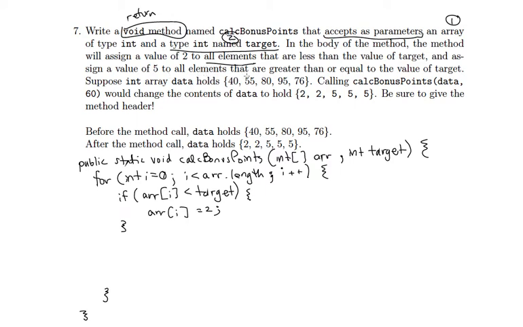And assigns a value of 5 if it's greater than or equal to. Okay, so I could put else if array sub I is greater than or equal to target, but rules of math tell me that if it's not less than, the only other option is that it must be greater than or equal to. So I'll just put else. If you put else if array sub I is greater than or equal to target, that would be fine. It's not wrong. It's just redundant. Those ones get to be 5. And that's all that this method does.